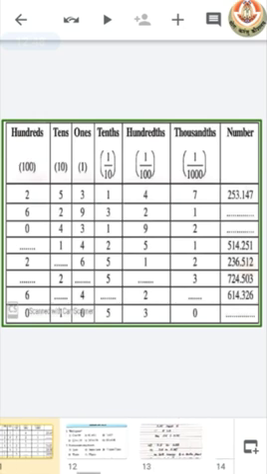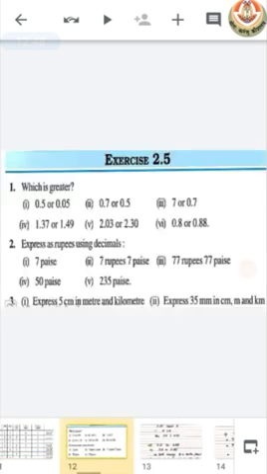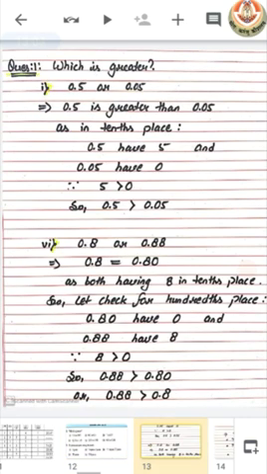Okay class? Now let's start our exercise on the basis of decimal numbers. In the first question, we have to compare which number is greater in each given pair of numbers. So let's try to solve it.